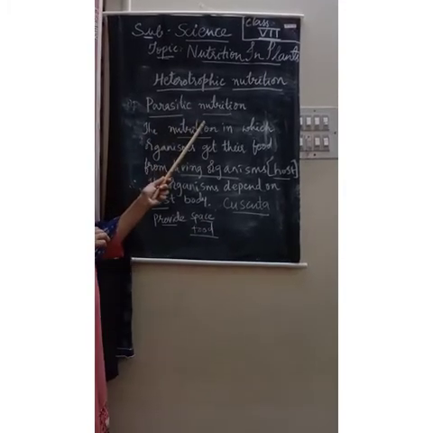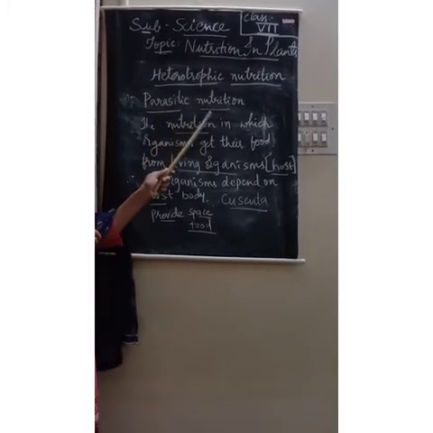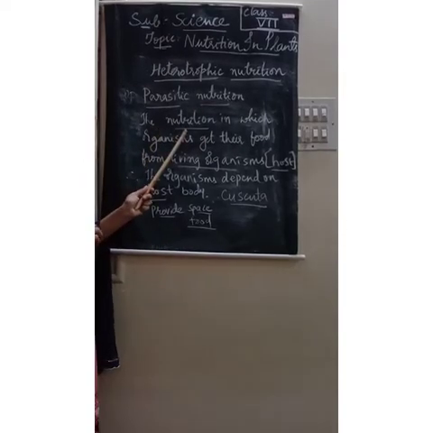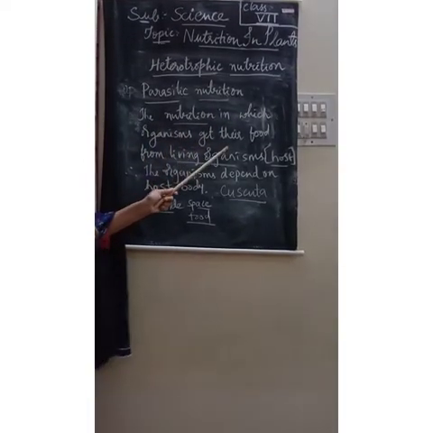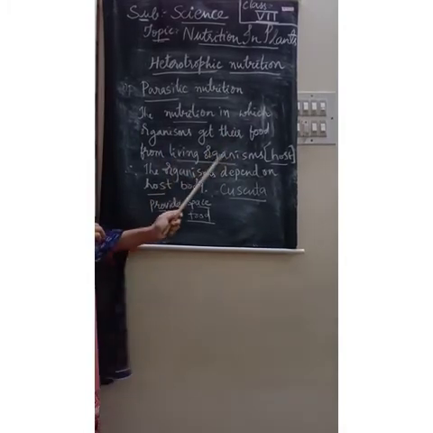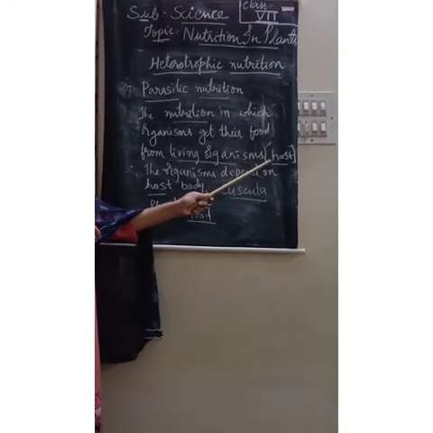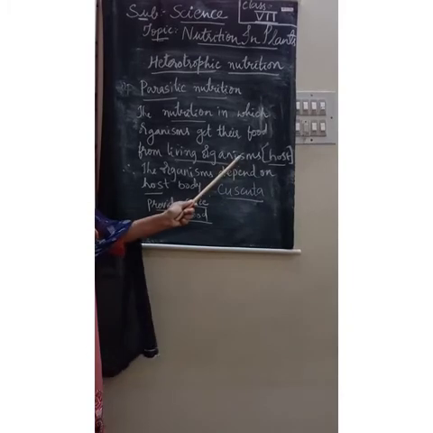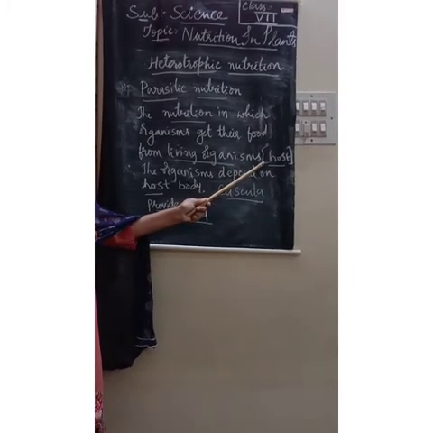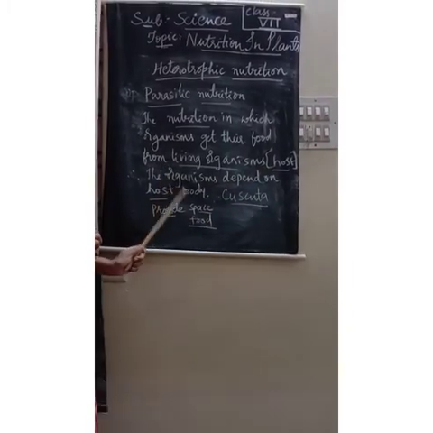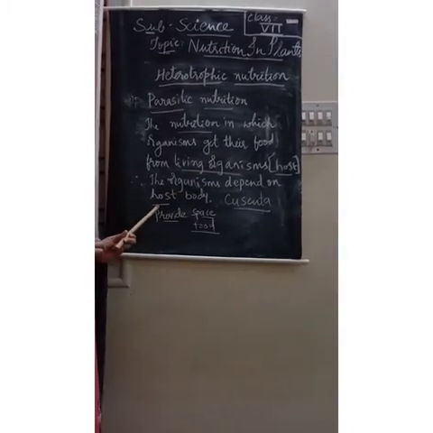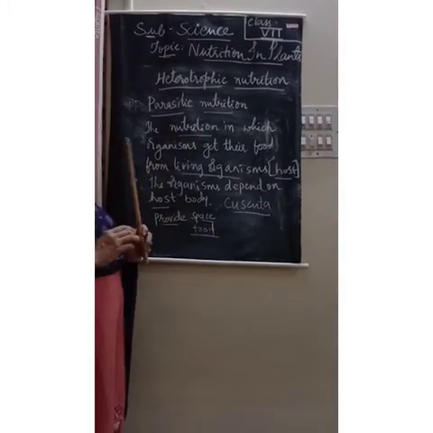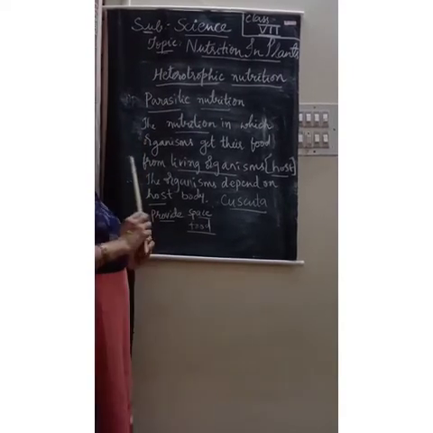Parasitic nutrition. So what is parasitic nutrition? The nutrition in which a living organism gets its food from another living organism. So what do we call that living organism, children? Host. The organism depends on the host body. So what is the function of the host body? The host body provides food and space.